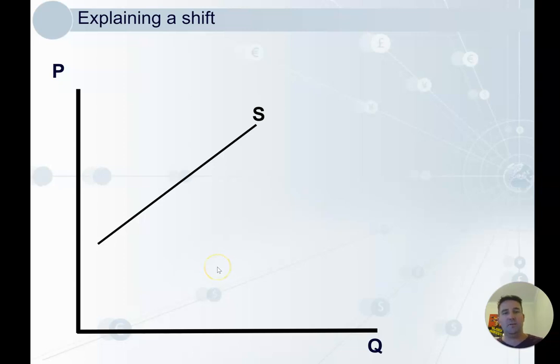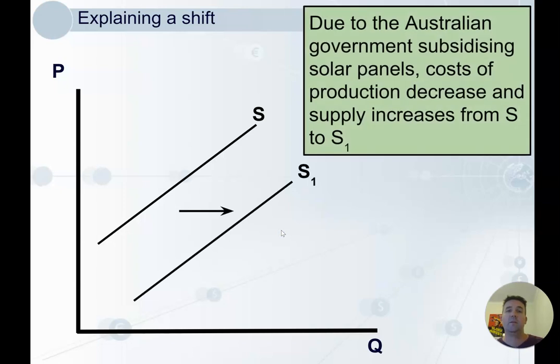Okay, explaining a shift. Now, the curve looks different, right? But it shifts in the same way as before. So a decrease in supply shifts to the left, just like a decrease in demand, and an increase is to the right. So let's show one. Increase in supply here. This is how you might explain it. Due to the Australian government subsidising solar panels, so you're referring to the non-price determinant, cost of production decrease.